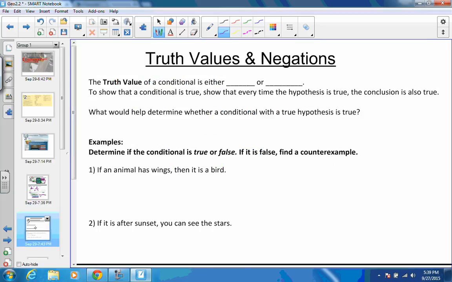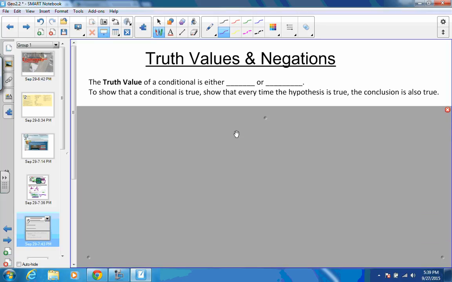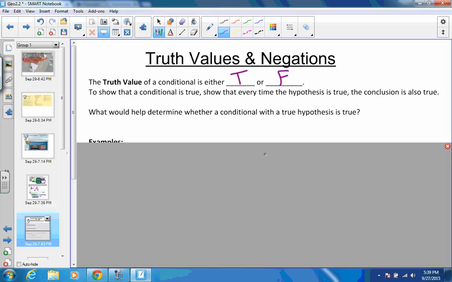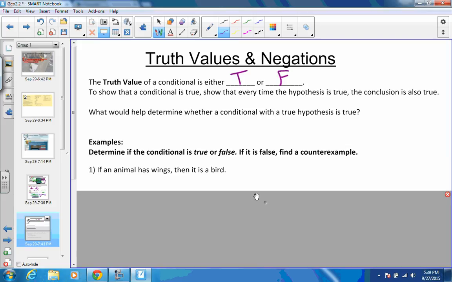Now, let's go into truth values and negations of conditional statements. So the truth value of a conditional is either true or false. Statements can either be true or false. To show that a conditional is true, you have to show that every time the hypothesis is true, the conclusion is also true. If every time the hypothesis is true, the conclusion is also true, then you have a true statement.